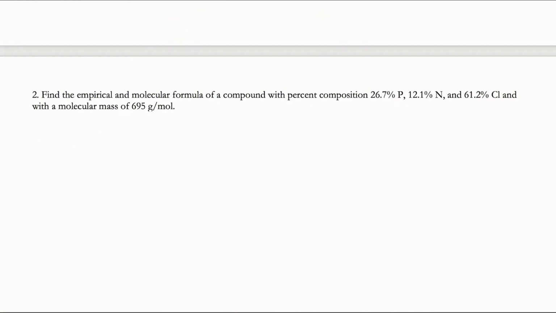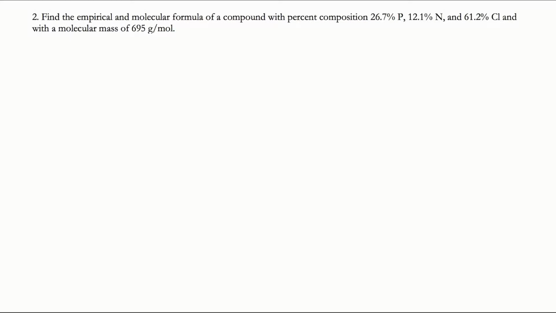What if I were not nice, though, and I didn't give you the empirical formula and I did not give you the molecular formula? Well, in that case, you would first have to determine the empirical formula, and then you would have to determine the molecular formula. So let's do that. In this problem, it tells me I've got 26.7% phosphorus, 12.1% nitrogen, and 61.2% chlorine. So I'm going to take each of these, assume that I have 100 grams, so then I can just convert the percents into grams of each of these.